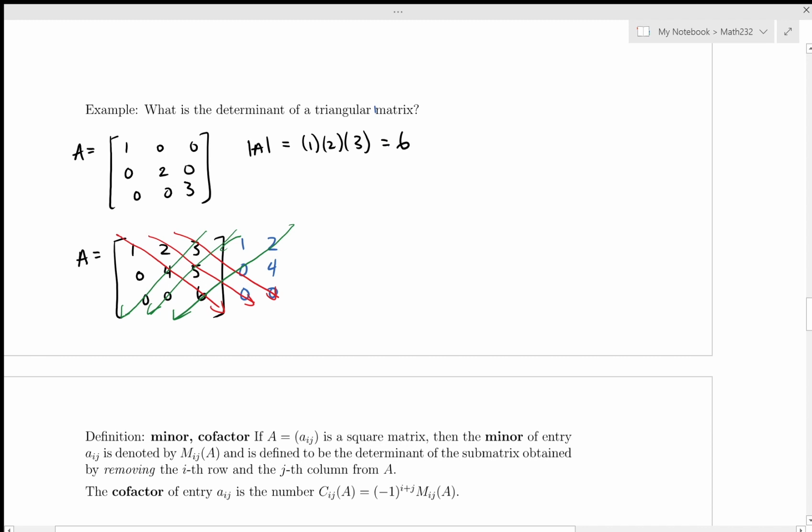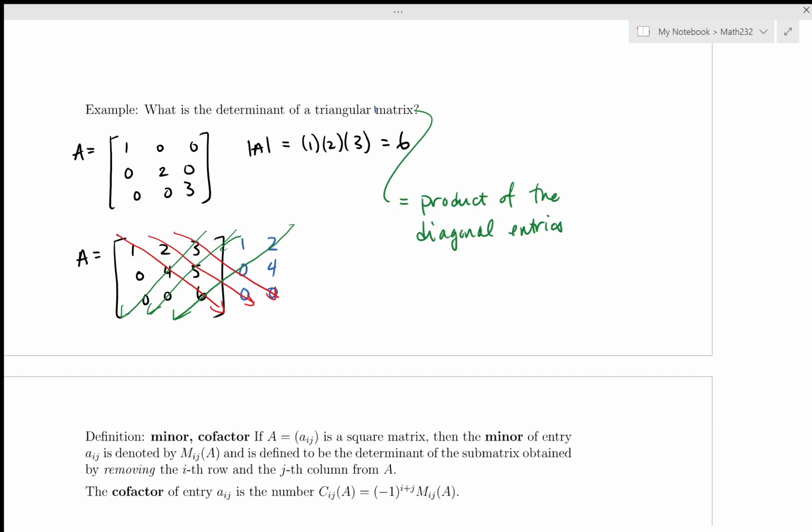That will always happen. It doesn't matter which numbers there are. Because of where the zeros are, this always happens. So the determinant of a triangular matrix, upper or lower, is the product of the diagonal entries. So upper and lower triangular matrices are very nice.